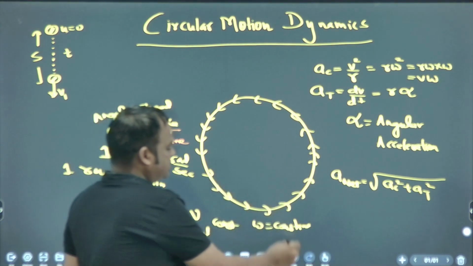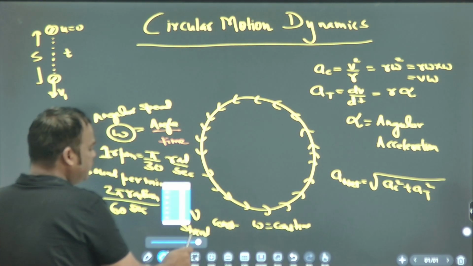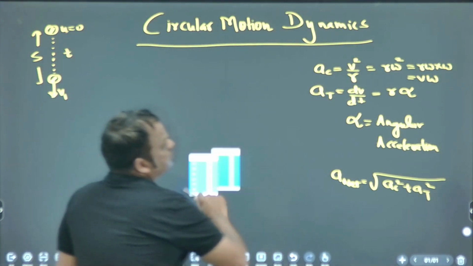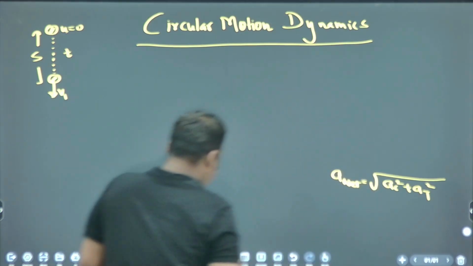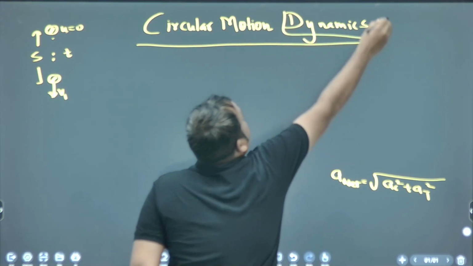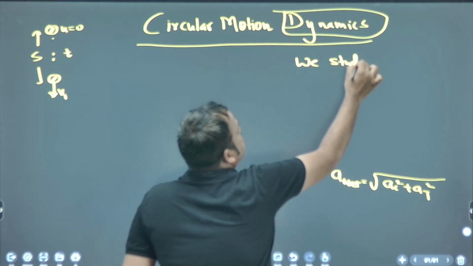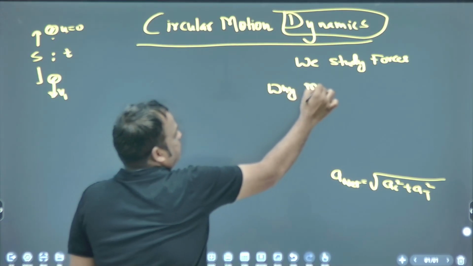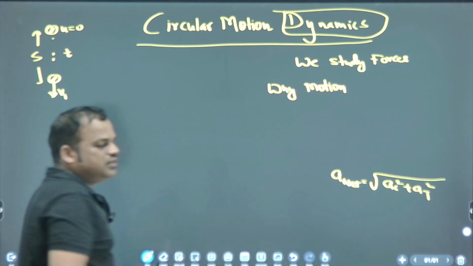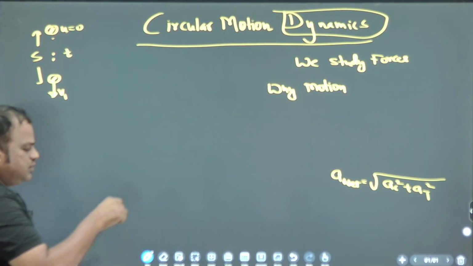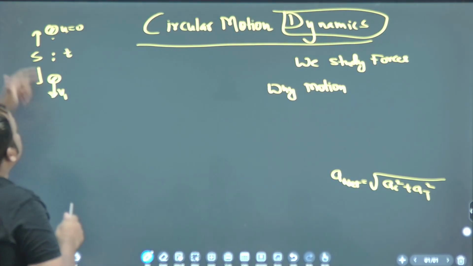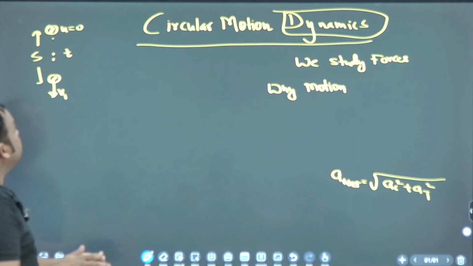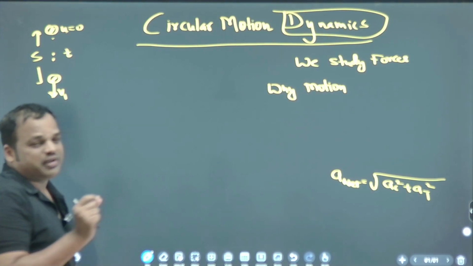But what is dynamics? What do you mean by dynamics? Dynamics means we study forces. Like, why motion? Suppose this object is falling. If you study only initial speed, time taken, I have a stopwatch, I am calculating time taken, speed, distance, that is kinematics, correct?